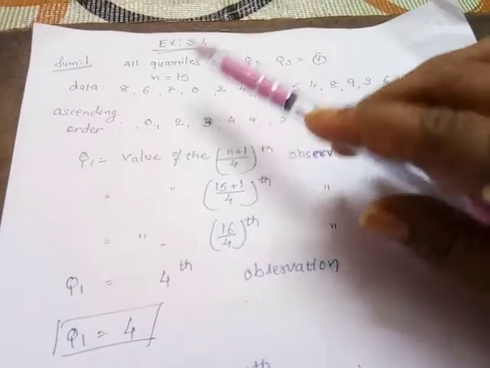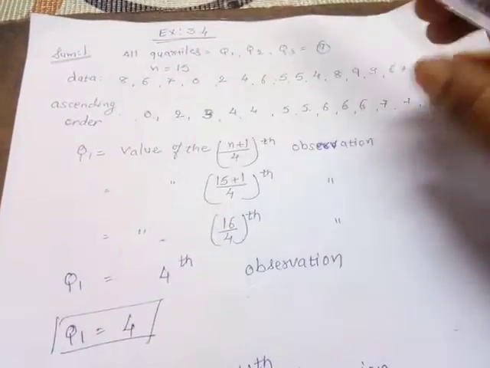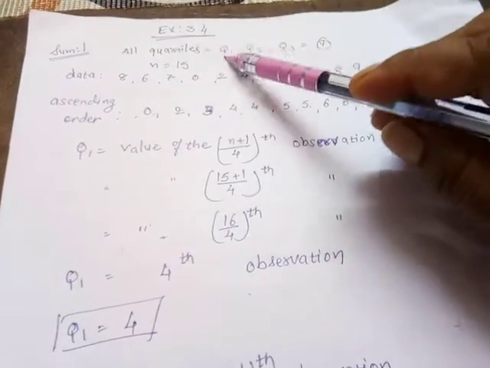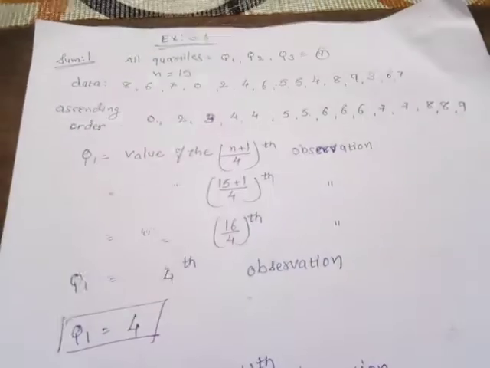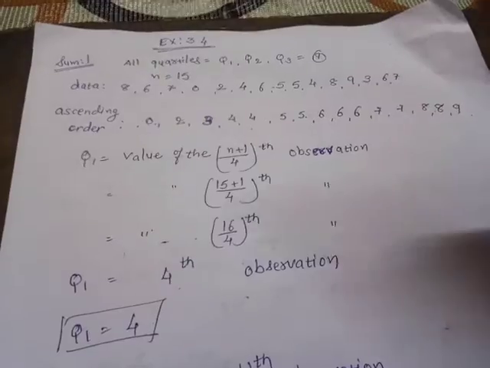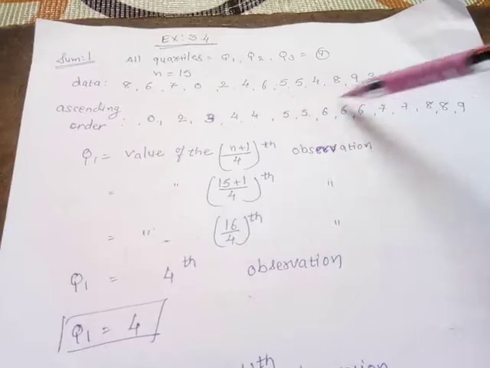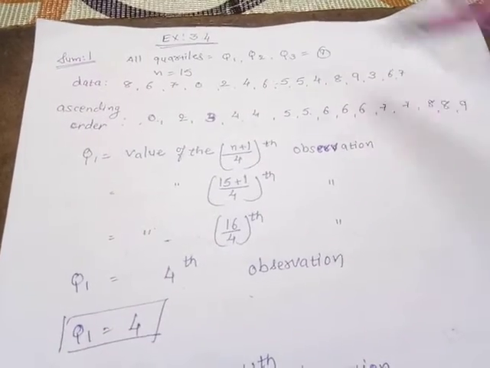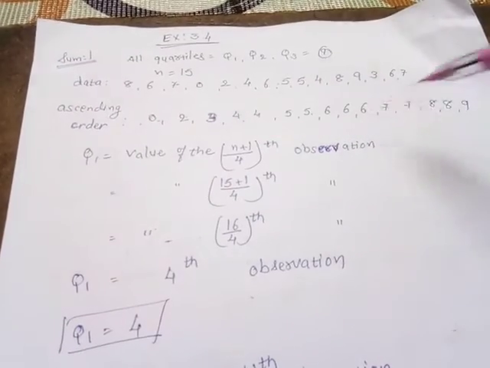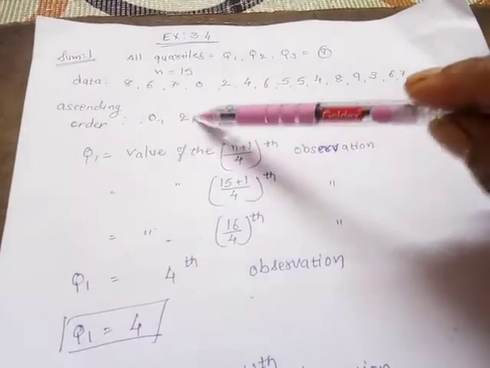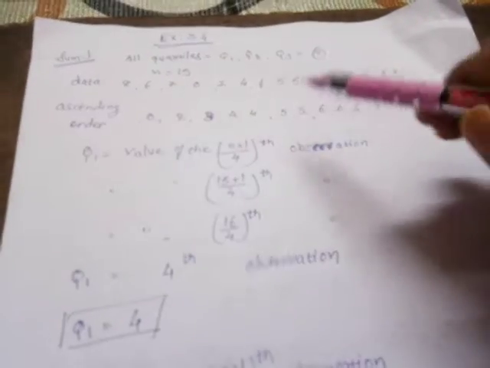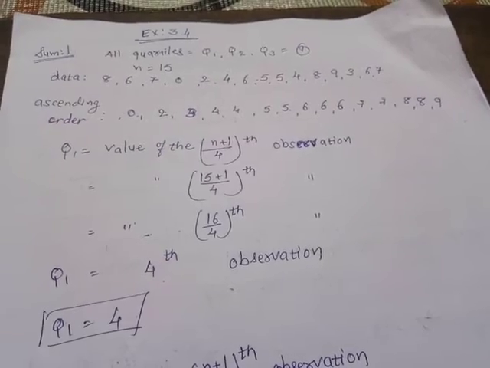Now see exercise 3.4, sum number 1. All quartiles, that means Q1, Q2 and Q3, are to be found, N is equal to 15 is given. First of all, this raw data is given. First step is to arrange this raw data in ascending order. Ascending order means smallest to biggest. If numbers are repeated in the given data, then we have to write down all the repeated numbers.